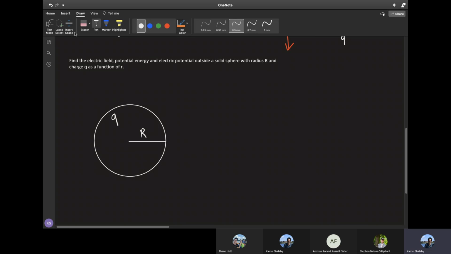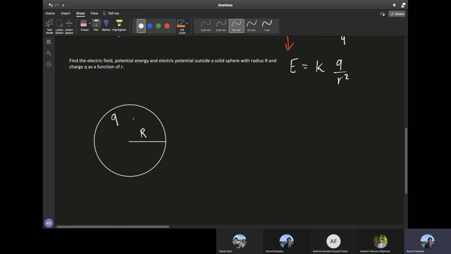Oh, I actually should be the one telling you that, because we're doing it in a Gaussian way. Gauss's law is really easy to deal with. If you know the electric field of a solid sphere, it's basically this: the electric field of a solid sphere is equal to kq over r squared.